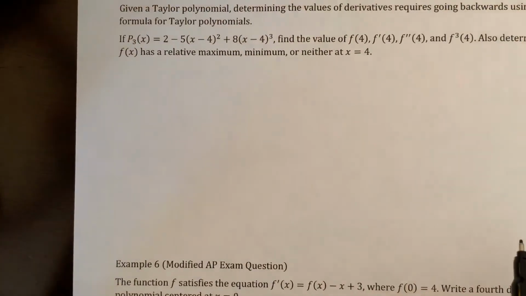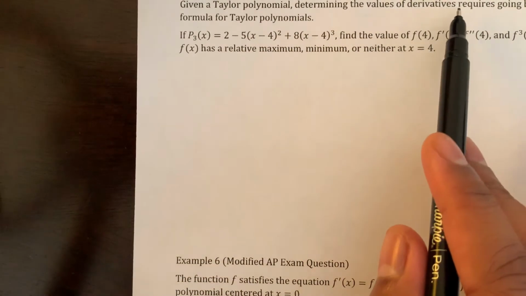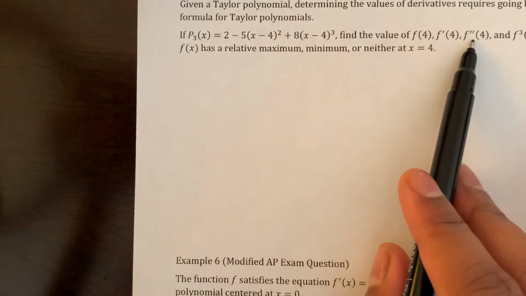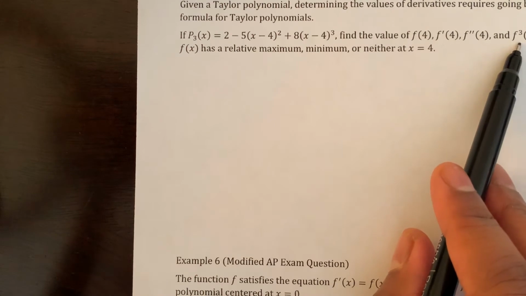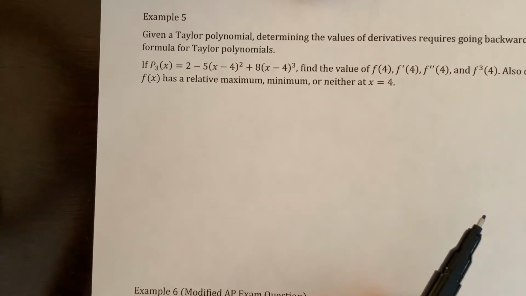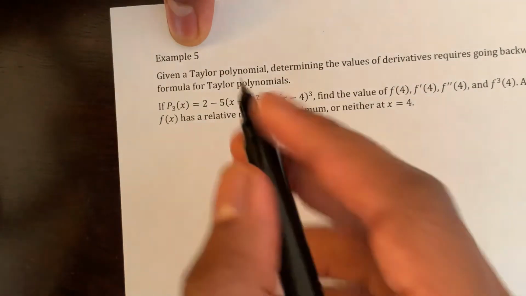So for example 5, we're given a Taylor polynomial and we need to find f of 4, f prime of 4, f double prime of 4, and the third derivative of f at 4. And we need to determine if the function has a relative maximum or minimum or neither at x equals 4. So we already have the third degree expansion.